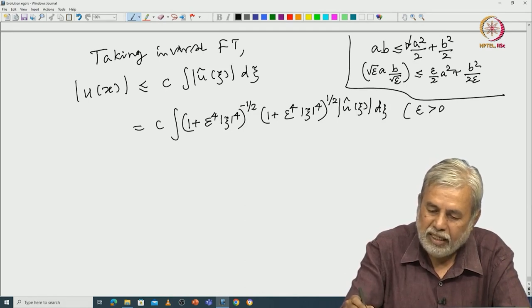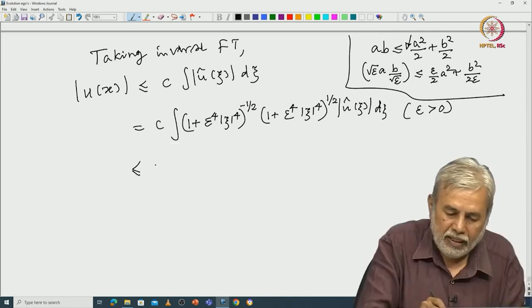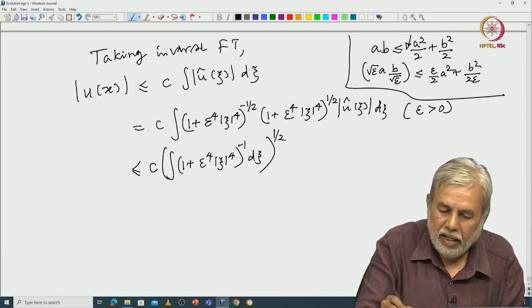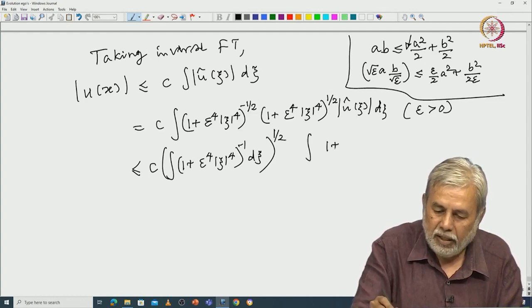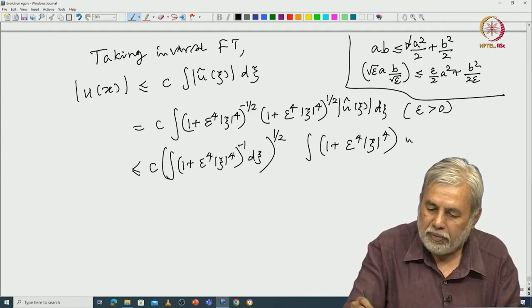So, any epsilon you take, insert these factors. So, that is just one. And now you use Cauchy Schwarz. So, this is less than or equal to a constant times the integral of 1 plus epsilon 4 mod xi to the 4 to the minus 1, whole to the power half, and then similarly this one, 1 plus epsilon 4 mod xi to the 4 times mod u cap of xi square.